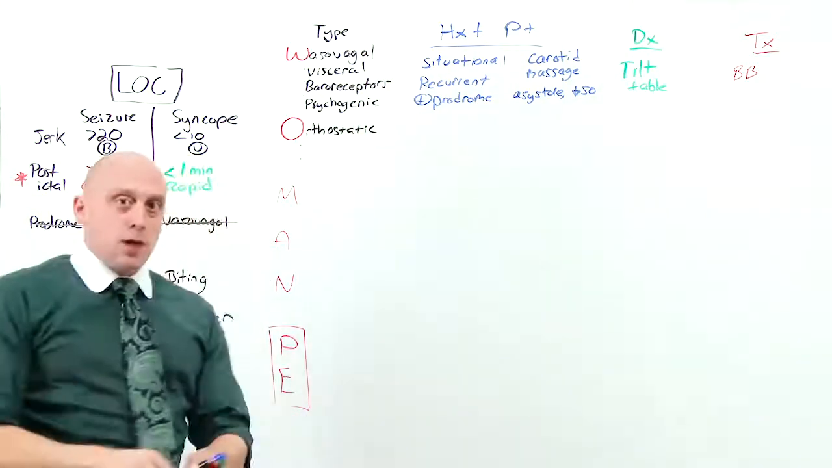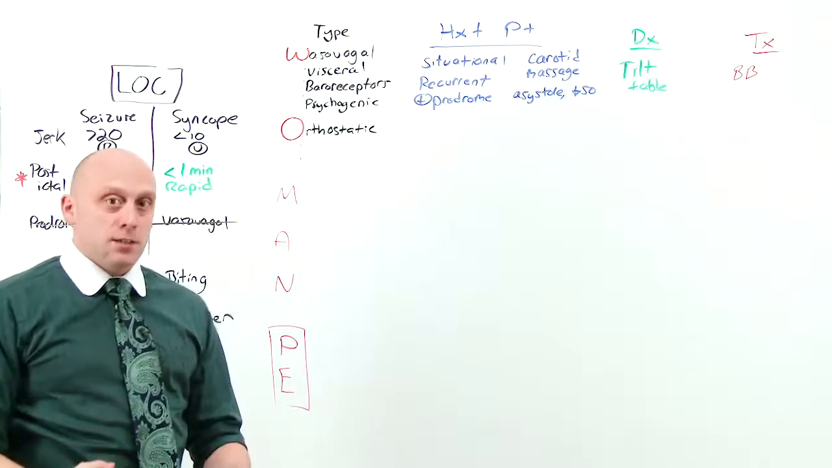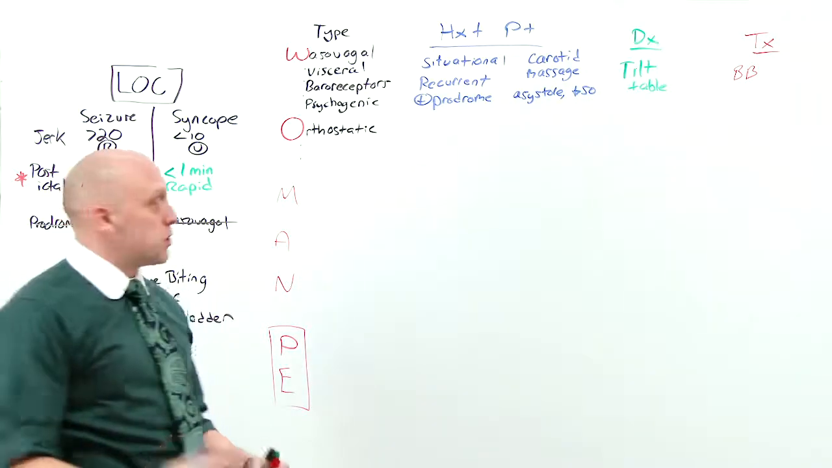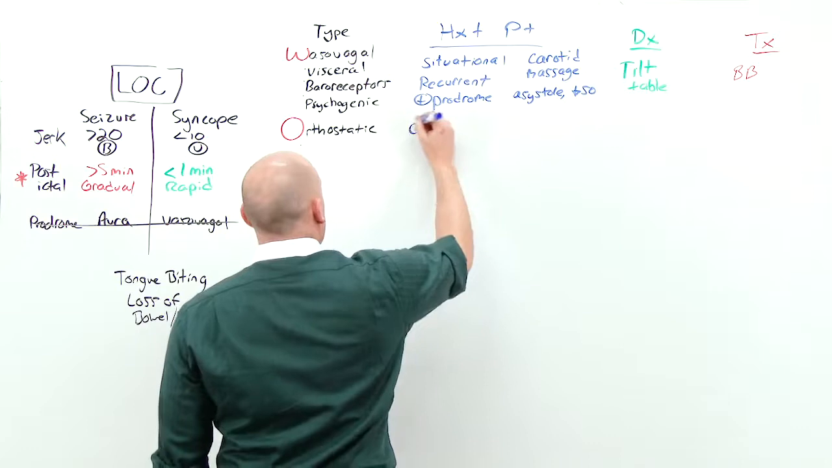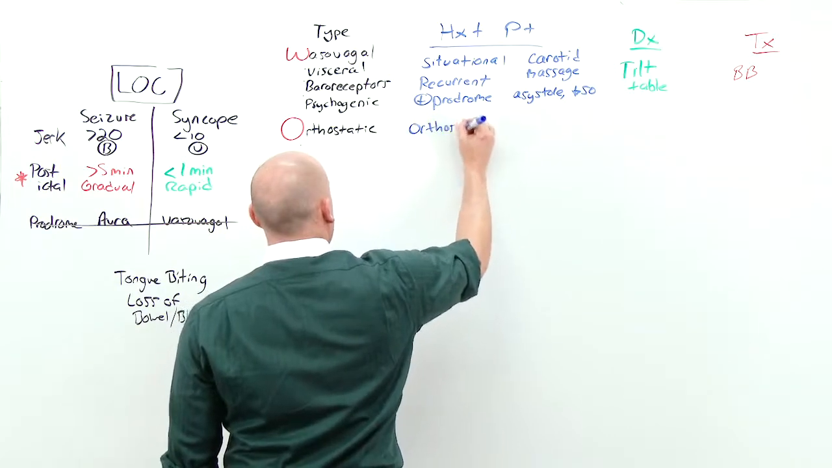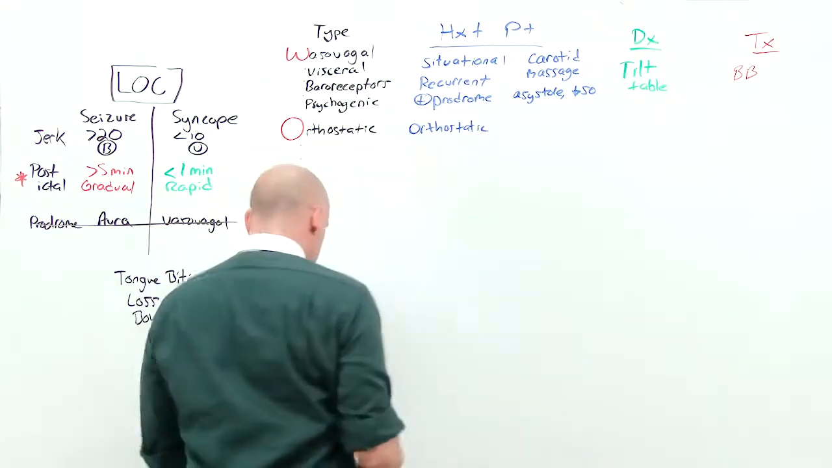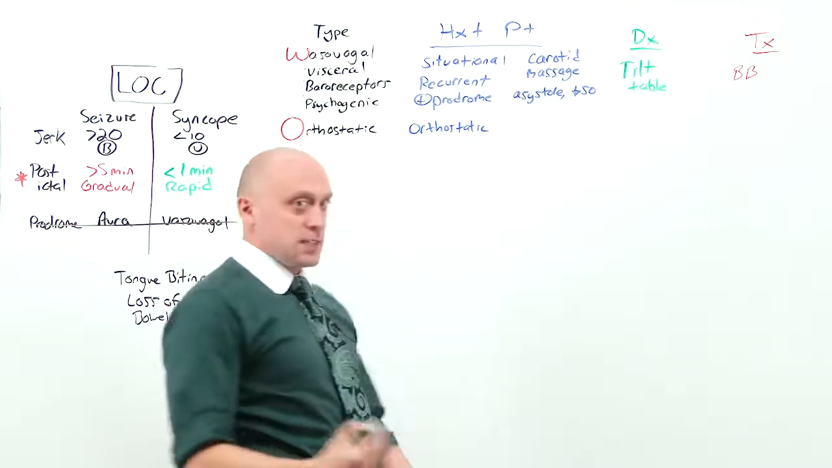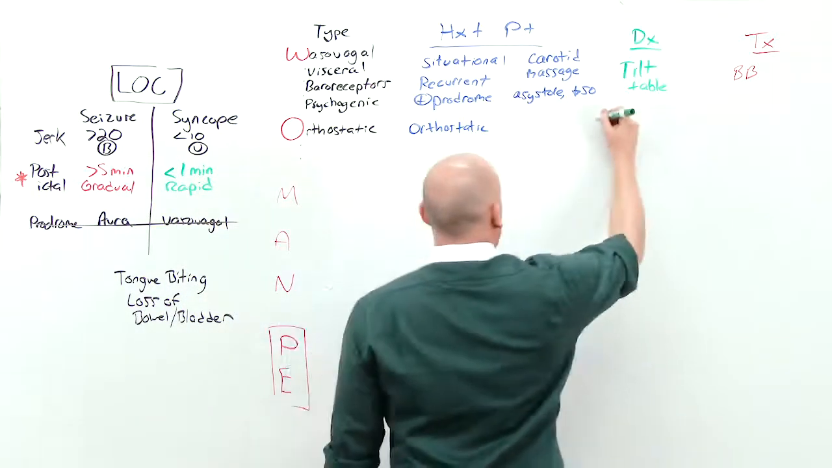This may come as a surprise now. People who present with orthostatic hypotension present orthostatic. That is, it occurred when they stood up. And the test you should do for this is orthostatic vital signs.